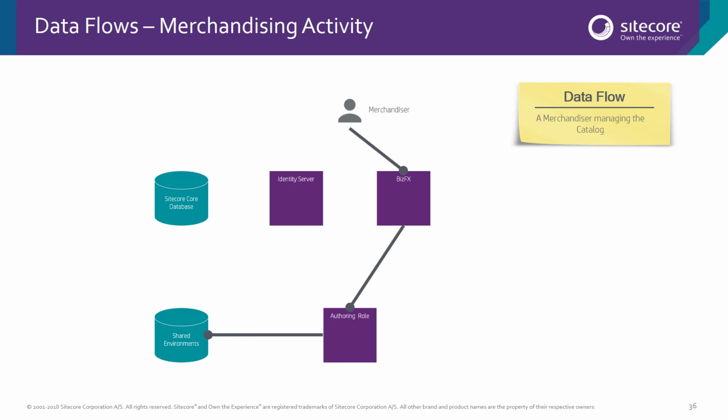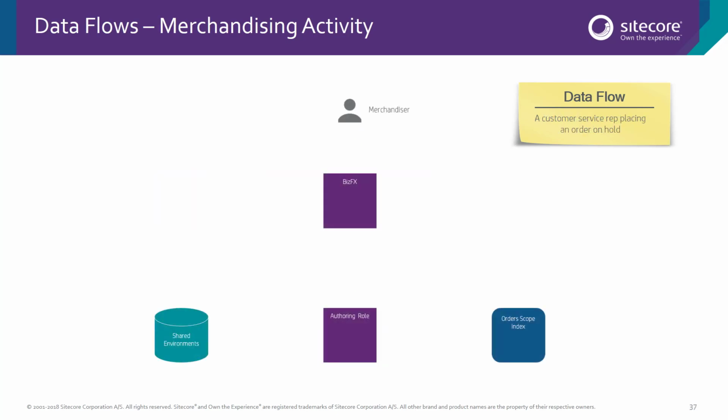A call is finally made through to the authoring role, and the updated sellable item is persisted into the shared environments database. Finally, an entity index entity is persisted to the shared environments database, which will queue up an update of the catalog item scope index to be performed by a minion.